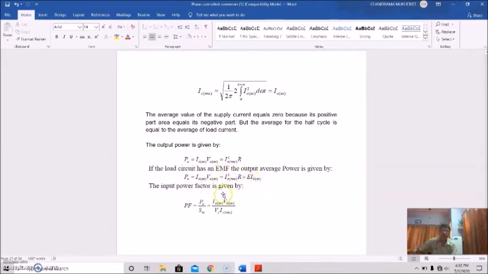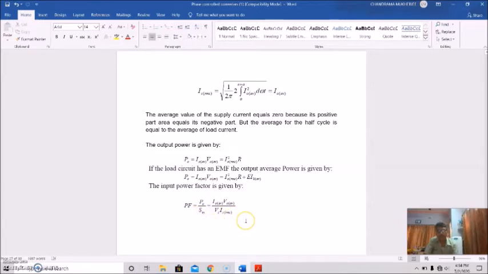So the input power factor will be P by S, that is output power divided by the supply power, the input power. This is the output power, and this is the product of the source voltage and source current, which gives the input power. So input power factor will be this output power by this input power. P is the active power, and S is the apparent power.